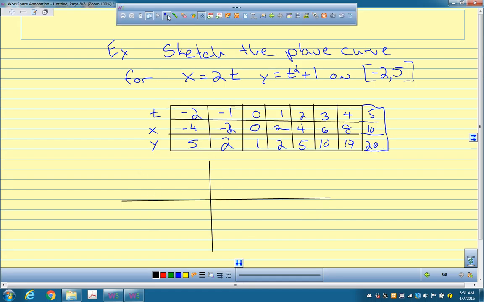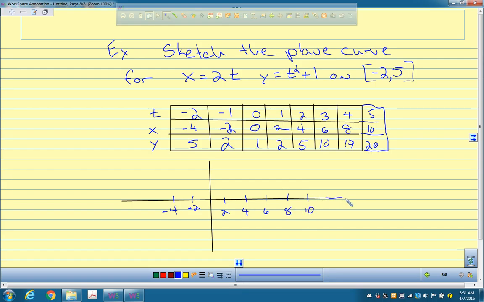So if I start my x's, x, it appears, goes from -4 to 10. Y goes from 5 to 26. So I'm just going to start at -4. You graph the x and the y, you don't graph the 2. Let's say this is -4, -2. Let's make this 2, 4, 6, 8, 10. Looks like that's going to work, right?